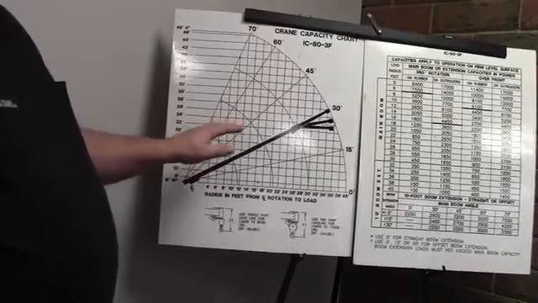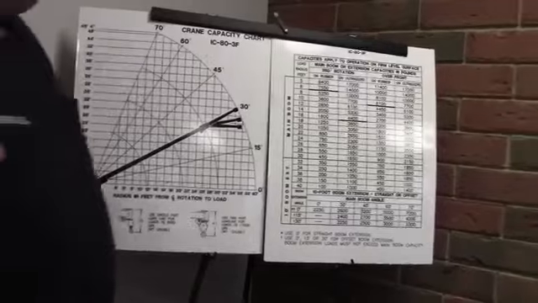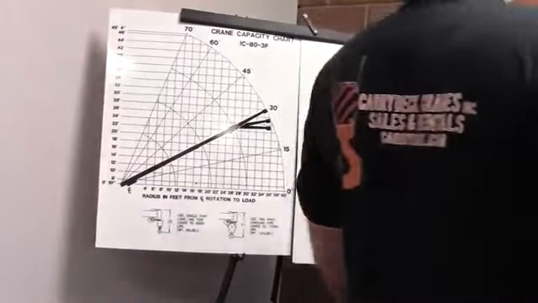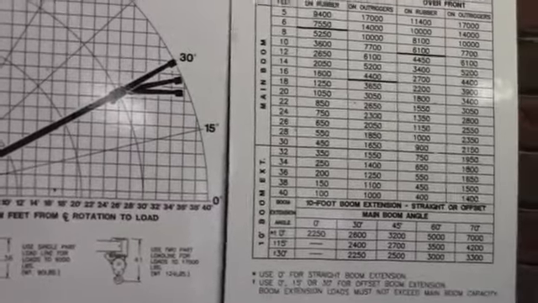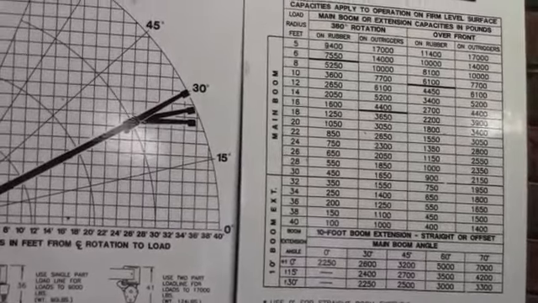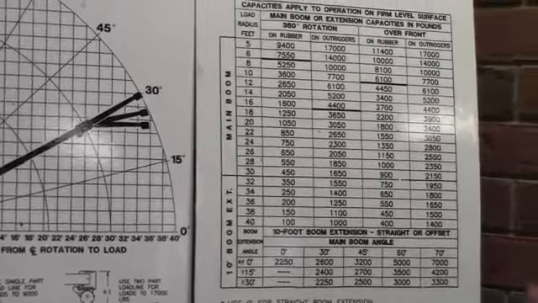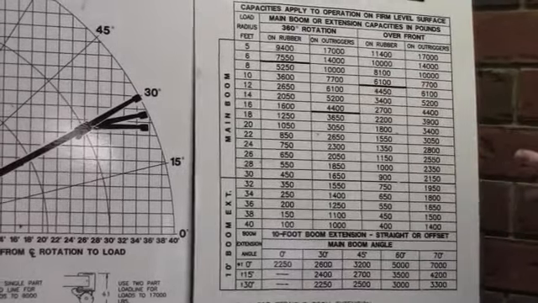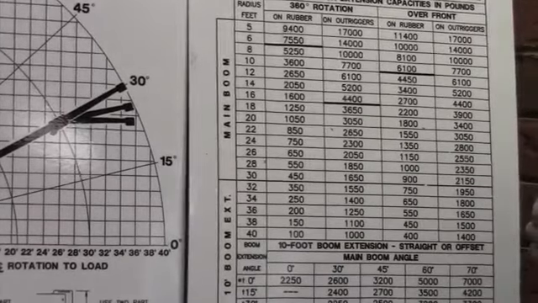And so once I have used the load chart to calculate what exactly my load radius is, at that point I can go to the chart and I can determine what my crane capacity is at the particular radius in which I have configured it. Now, on this particular chart, there's a couple of things that we have to understand. The crane is rated in two basic ways.